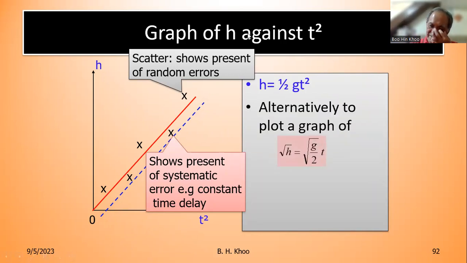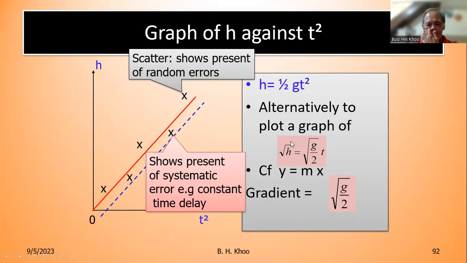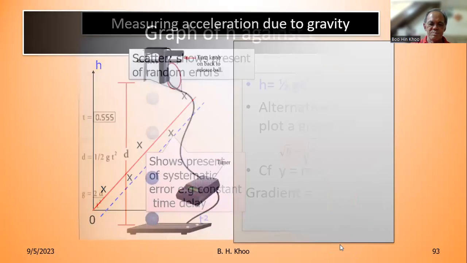Right? Alternatively, we can take the square root of h, square root of g over 2 h, and then the square root of t squared becomes t. Right? So either way we can do that. Root h against t, and then the gradient in this case is square root of g over 2.